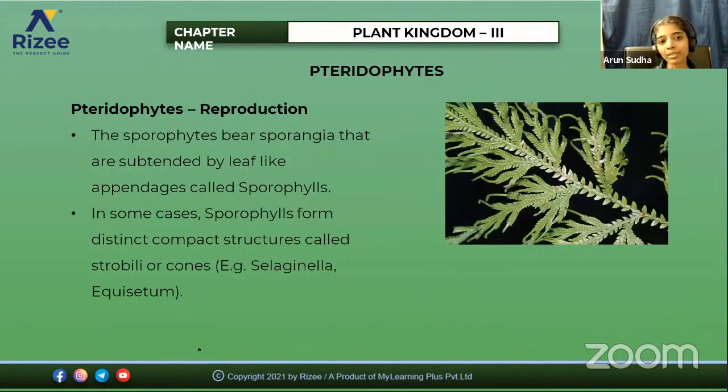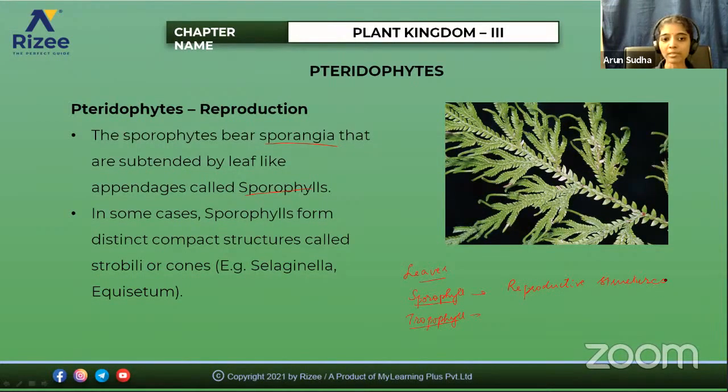If you take the reproduction, these sporophytes bear sporangia. That is, they have structures called sporangia that are subtended by leaf-like appendages called sporophylls. In the case of pteridophytes, there are two kinds of leaves: one is the sporophyll and another is called the trophophyll. The trophophylls are the normal leaves involved in photosynthesis. And what is a sporophyll? It contains the reproductive structures, for example sporangia, present on the underside of the leaf.